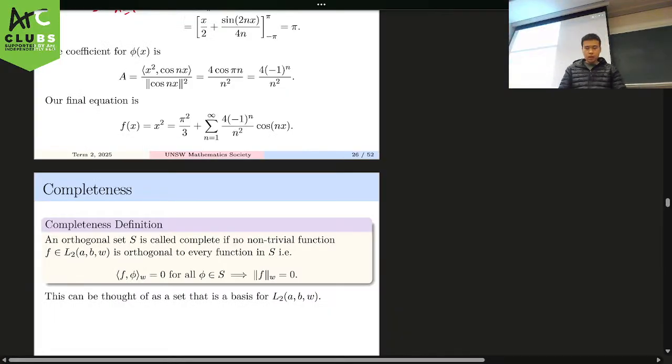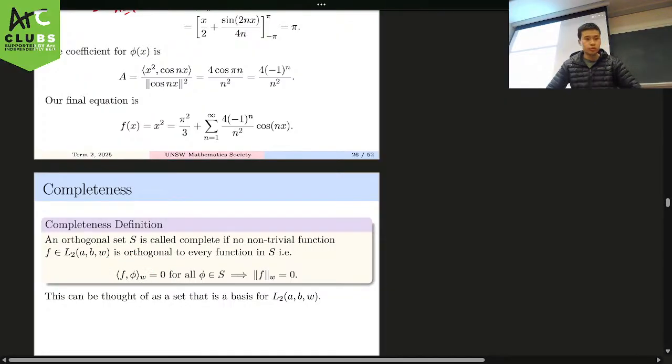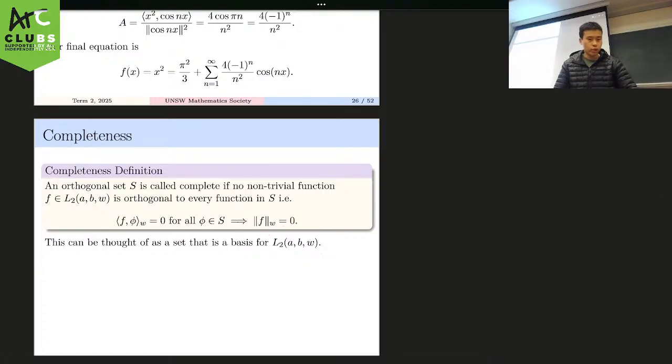An orthogonal set is called complete if there are no non-trivial functions that are orthogonal to every function in the set. Essentially, what that means is if there's a function that is orthogonal to all of our basis orthogonal functions in that set, then we can conclude that the function itself must be 0. So you can think of this set as acting as a basis for whatever space we're working on.